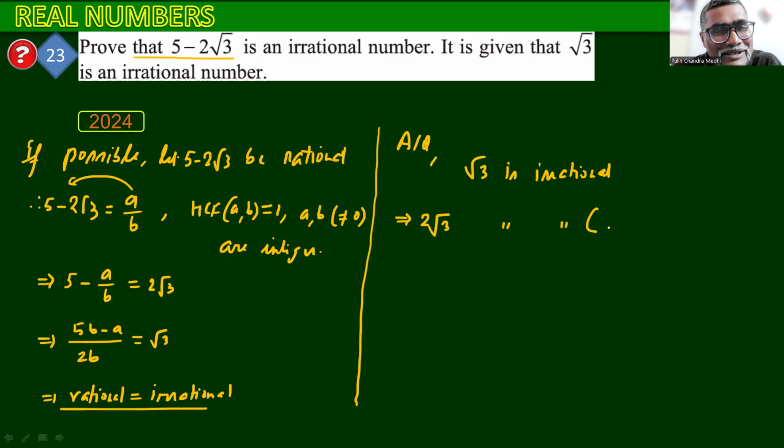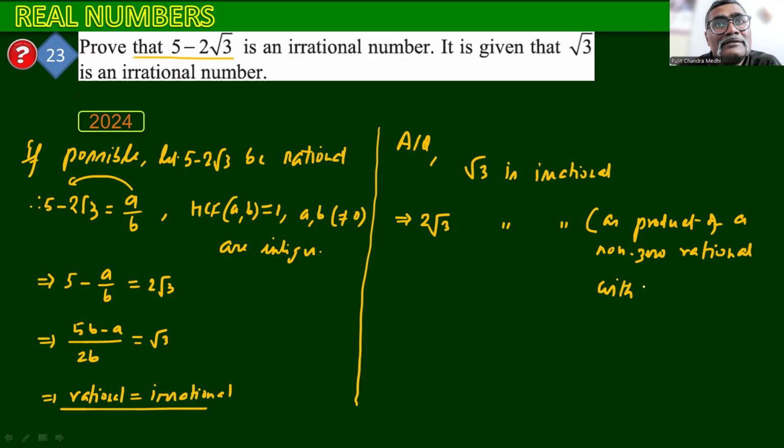So here you have to write a statement as: product of a non-zero rational with an irrational is irrational, right? Is irrational. This is R. Okay. Then after that, immediately, now try to see.